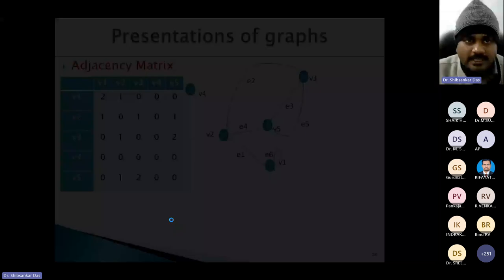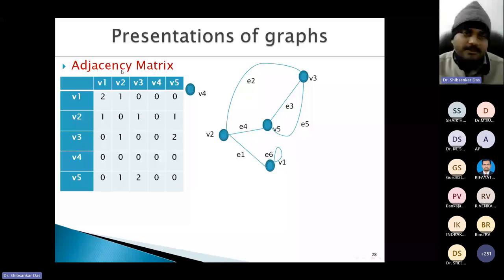There are certain advantages and disadvantages for all the representations. There is another representation called the adjacency matrix. V1 is associated with V1 twice, so it is 2. V1 is associated with V2, so this is 1. V1 is not associated with the rest of the vertices, so those are 0, and so on. This is basically a symmetric matrix. The adjacency matrix of an undirected graph is symmetric.